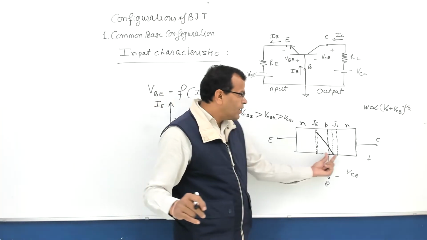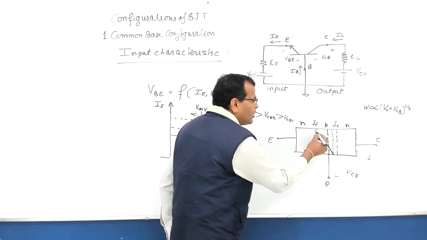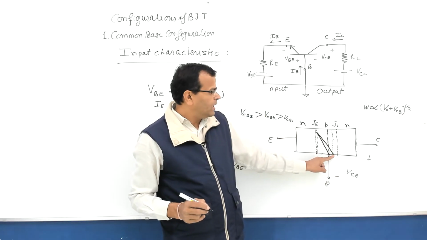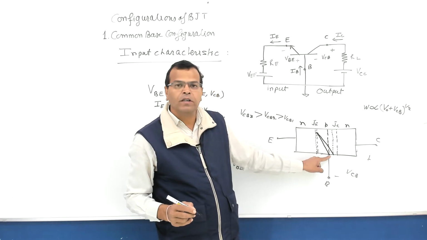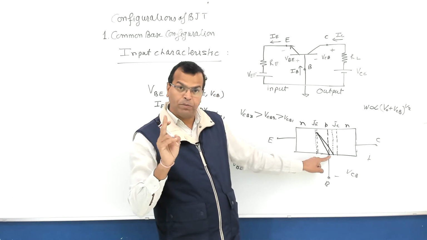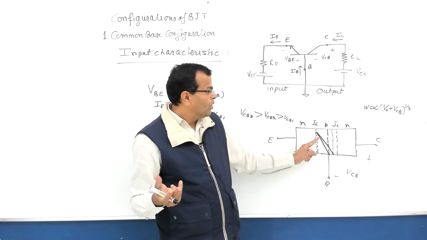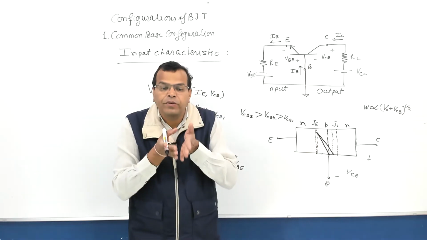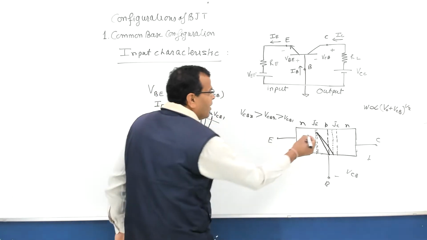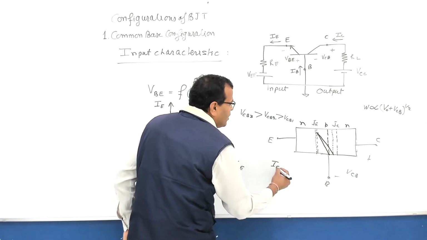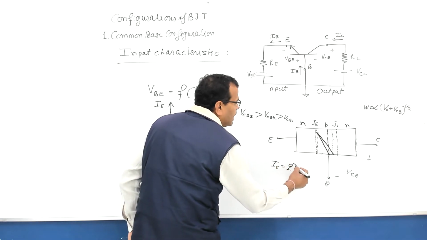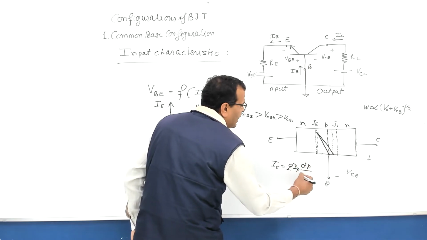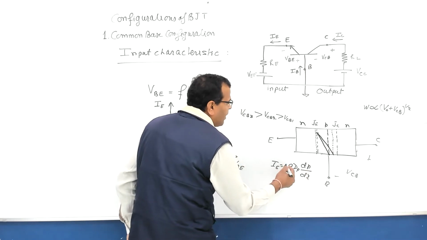Now when you increase VCB, at the edge of the junction it becomes 0. Please understand what has happened. This edge of the depletion layer has shifted here, and concentration at the edge becomes 0 as it reduces to 0. The gradient of minority carrier concentration in the base region is increasing, and if you remember, the emitter current IE is equal to Q dP by dx multiplied by area of the emitter junction.